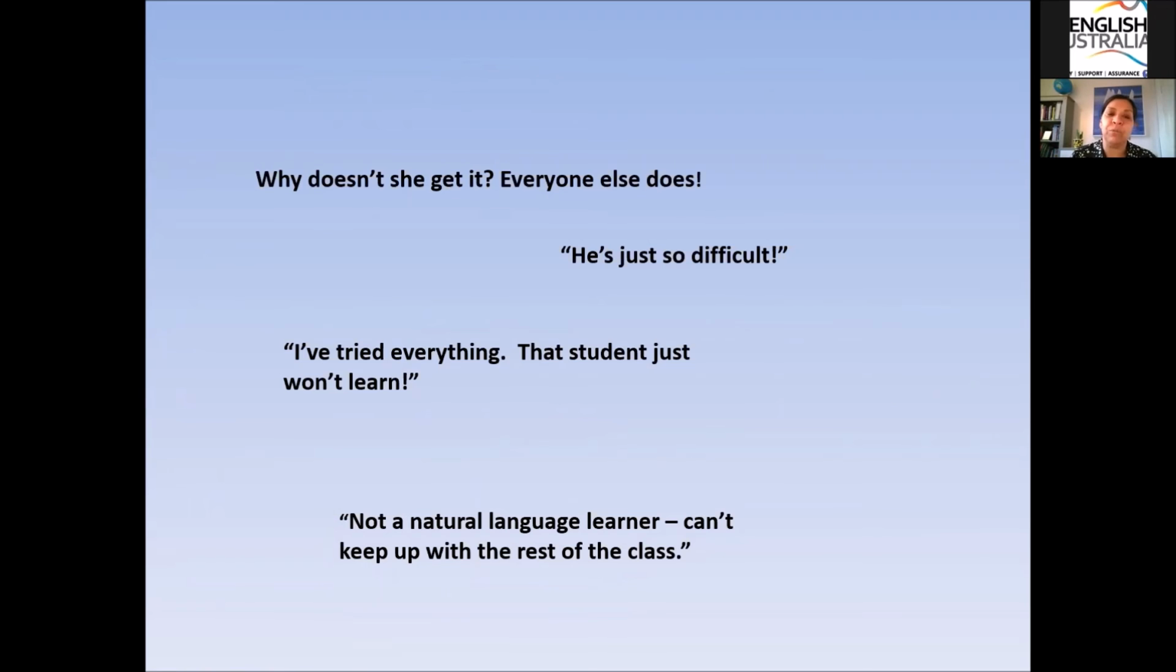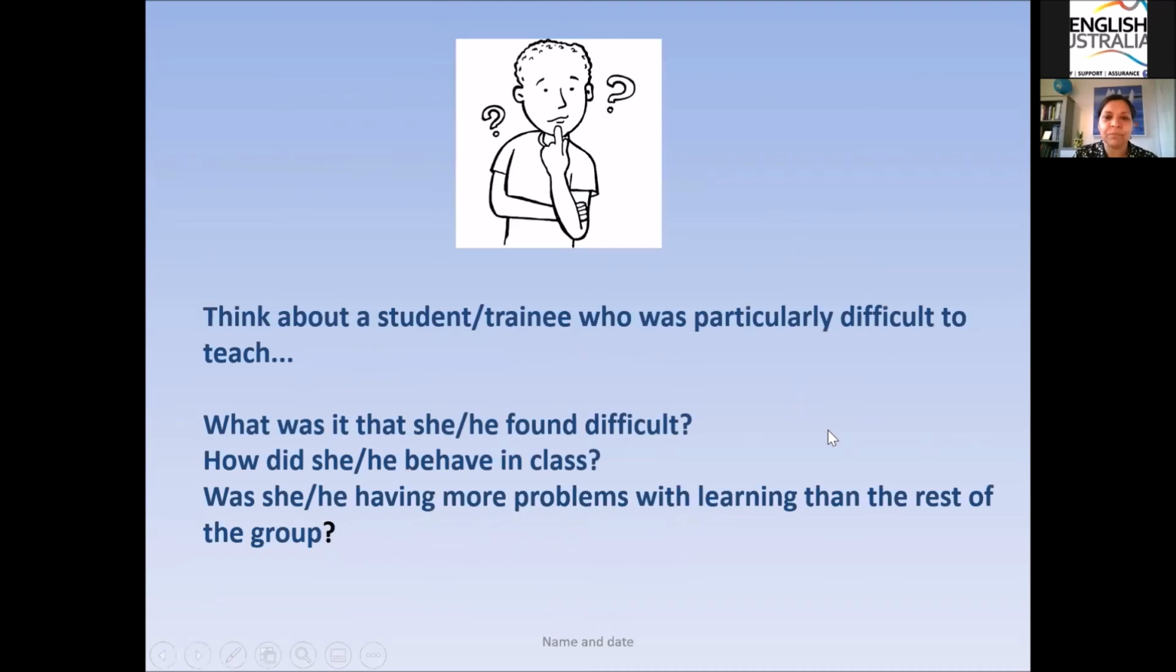When you're hearing things like this about one particular learner all the time, then that should be ringing bells for us. That should be highlighting that there's a problem with the learner. We need to be going in and finding out what's going on here. So think about what they're finding difficult, how they're behaving in class, and whether they are having more problems with learning than the rest of the group. These are basic things that sometimes, as busy teachers, we do forget.